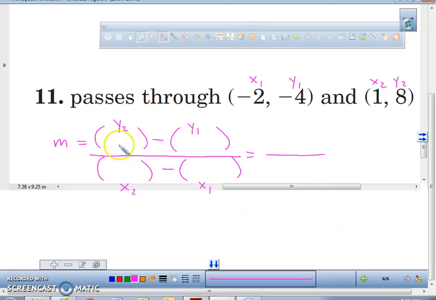So, right here, what's my Y2 value? 8. What's my Y1 value? Negative 4. Once again, people, the reason why we do this is so that we know when we need to change those negatives into positive. So we have an 8 plus a 4. Alright? And then, what's my x2 value? Scan up there. X2 is 1.